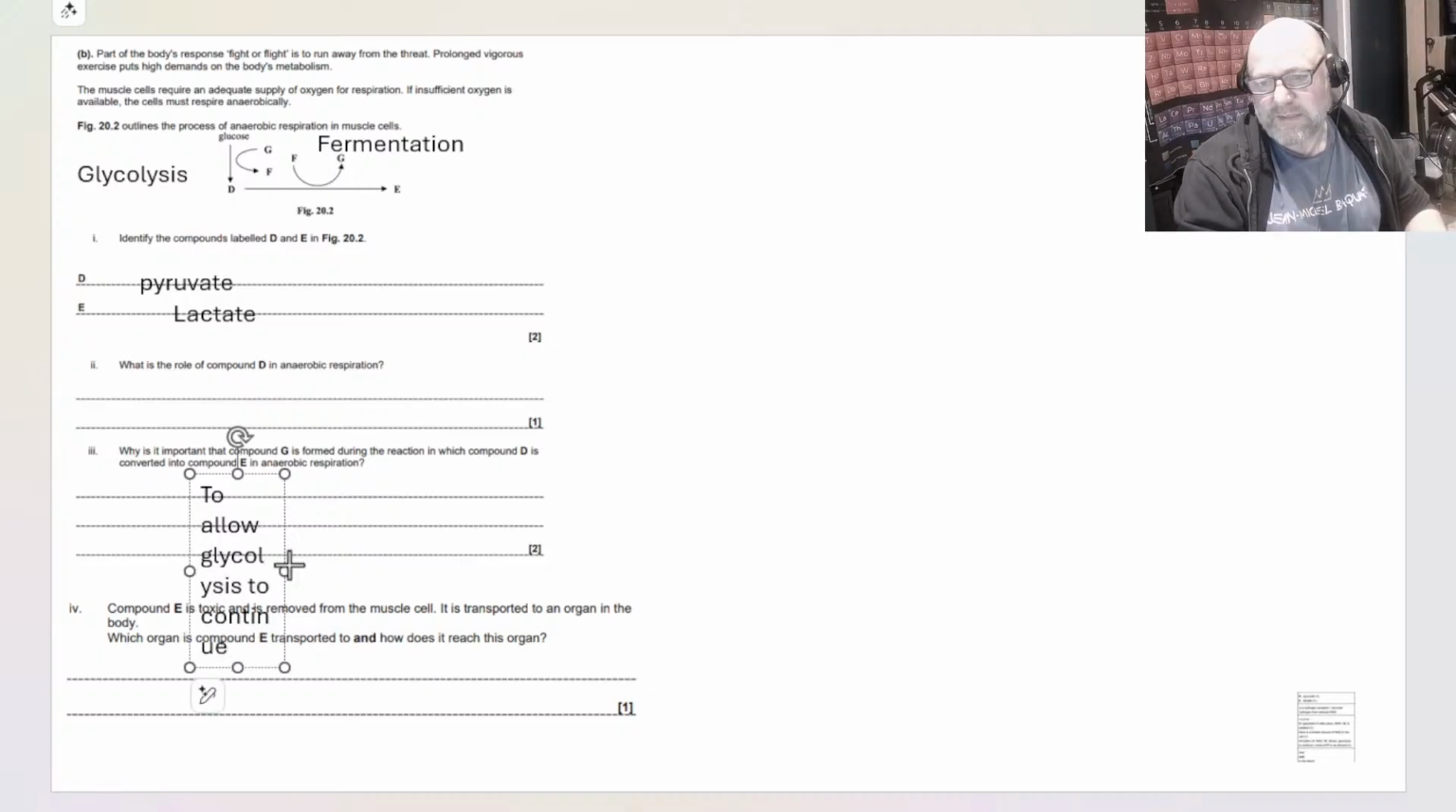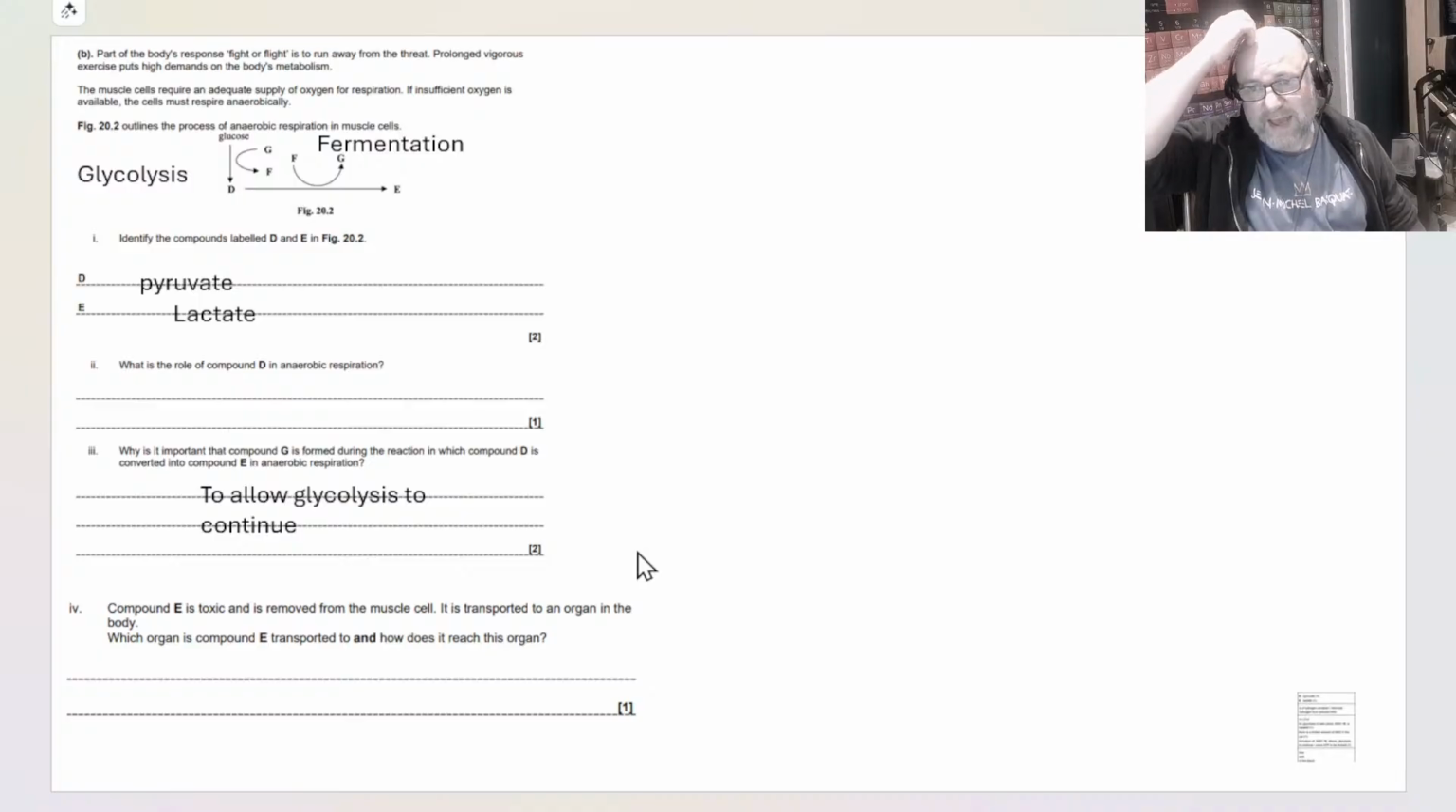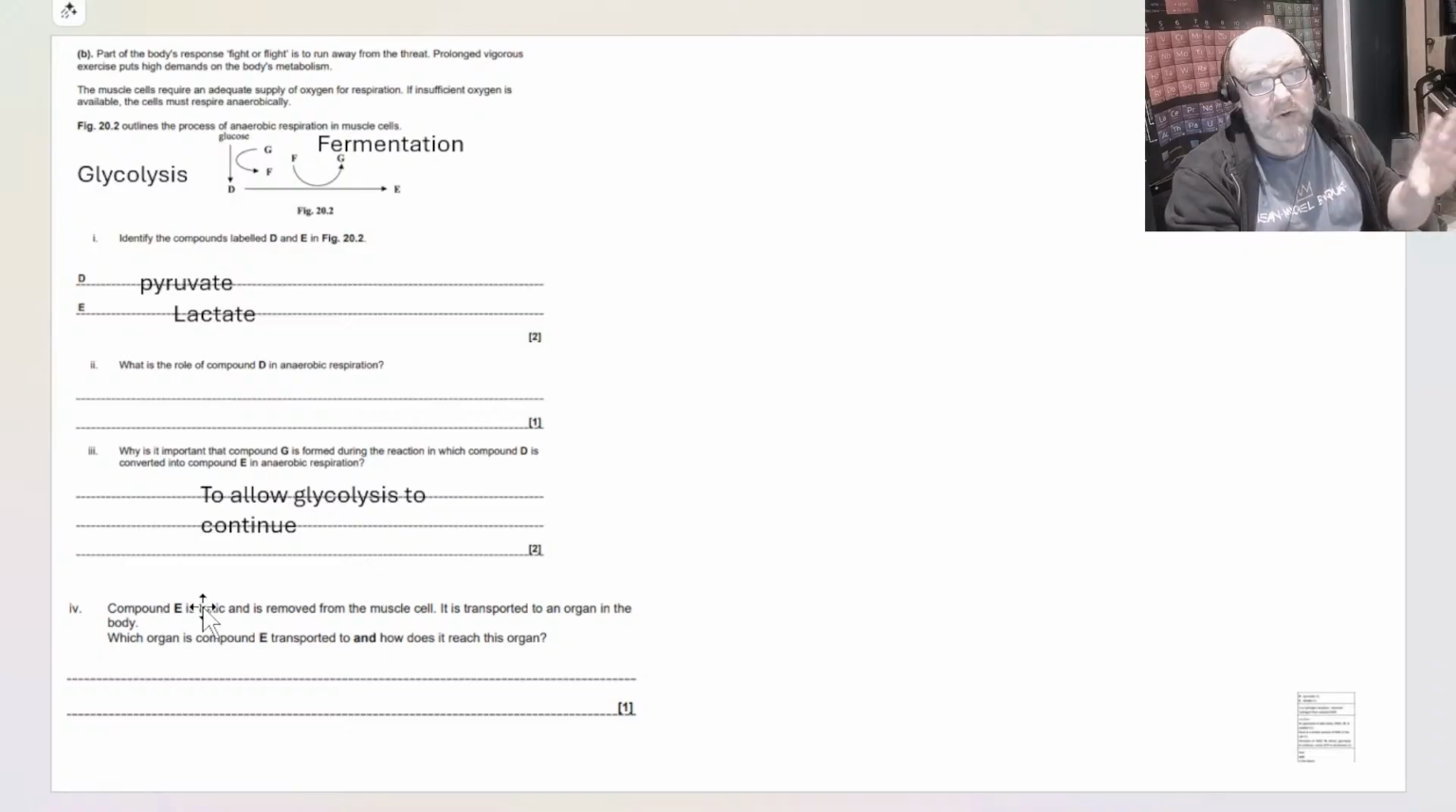So we need glycolysis to be able to continue. So we have to regenerate NAD. So in plants ethanol would be E, but this is in a muscle cell, so E would be lactic acid, and we need the formation of E to allow glycolysis to continue. Then compound E is toxic. That tells me that I'm definitely right now. Okay, so definitely right. I was kind of assuming this was all glycolysis in my first go at this question. Compound E is toxic and is removed from the muscle cell.